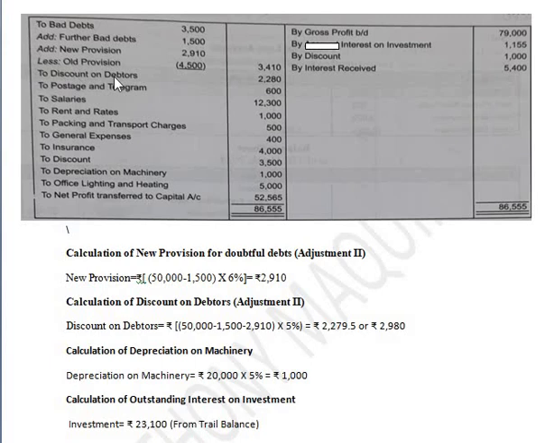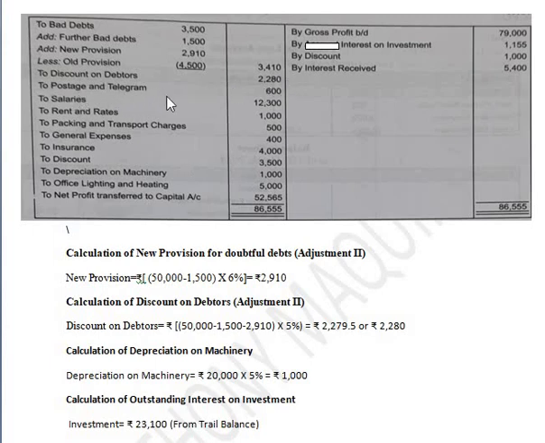Then you take the discount on debtors. So now let's see the calculation of discount on debtors. Remember, for discount on debtors, you take the debtors, then you minus the further bad debts, then you minus the new provision which we have calculated here, then multiply by the percentage of discount on debtors. The percentage of discount on debtors is 5%. So you'll get 2,279.5. We'll round it up, so you'll get 2,280. So here discount on debtors is 2,280.